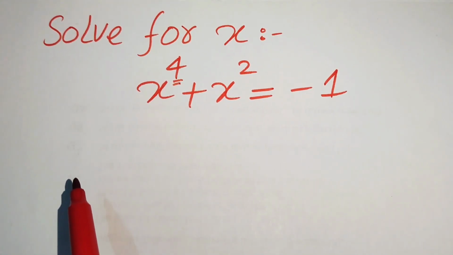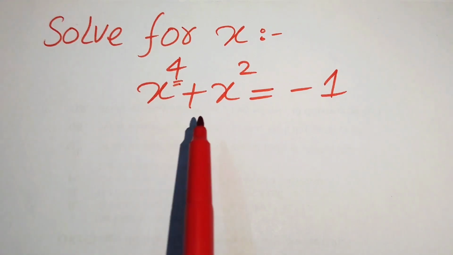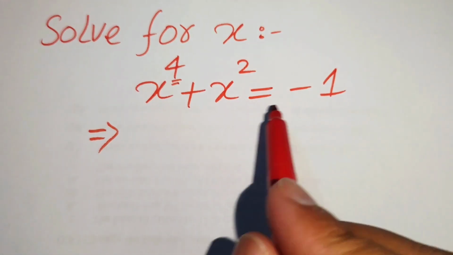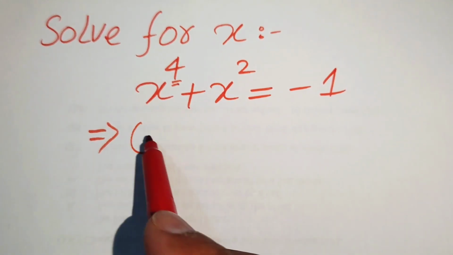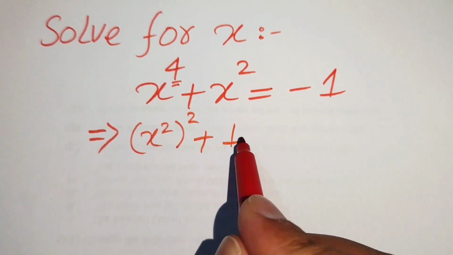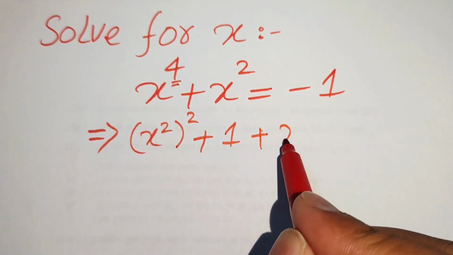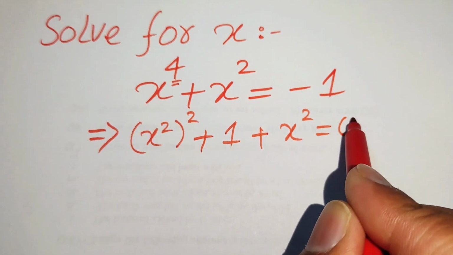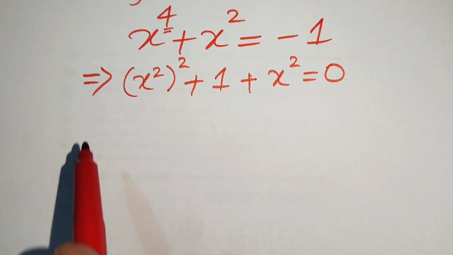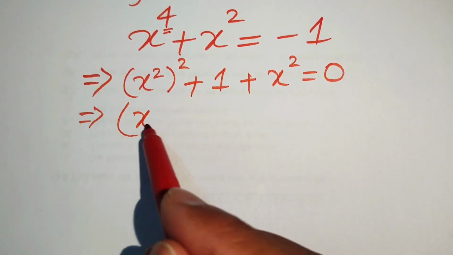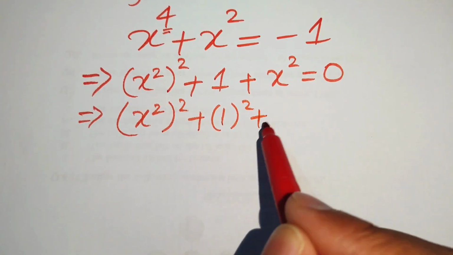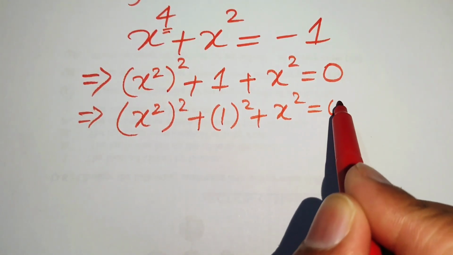Okay. So first we rewrite this equation in this form. Here we move this -1 to the left hand side and we write this x^4 as (x^2)^2. This is +1, and now we write this plus x^2, and this whole equation equals 0. In the next step we again rewrite this equation as (x^2)^2 plus we write this 1 as 1^2, plus this x^2 equals 0.